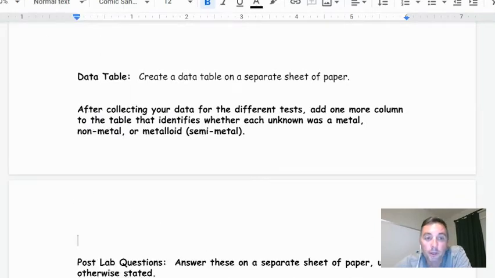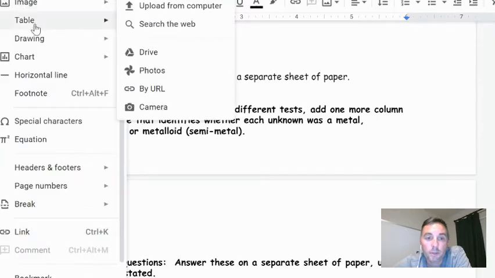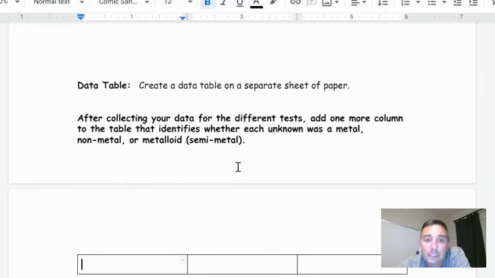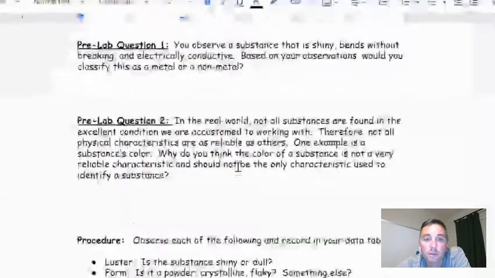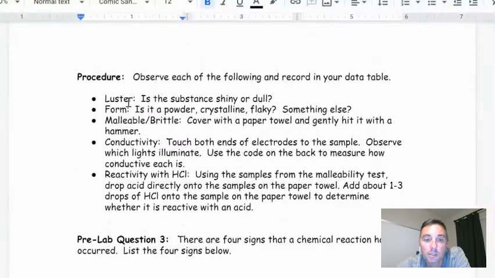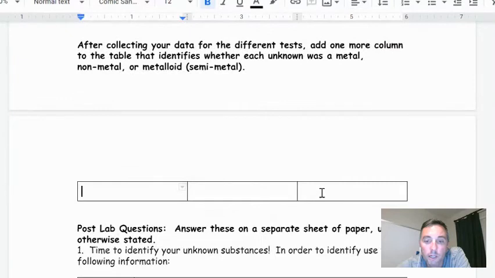I'm going to go ahead and make a data table. So let's insert a table. And I don't even know how many, let's just do 3. I don't know. How many do I need? Well, it says I have 5 substances. And I'm testing, what am I testing? Luster, form, malleability. So 1, 2, 3, 4, 5 tests. By 5, I need some more columns. Okay. Insert column to the right. Insert column to the right. I got 5 columns plus 1 extra for my substances down there.